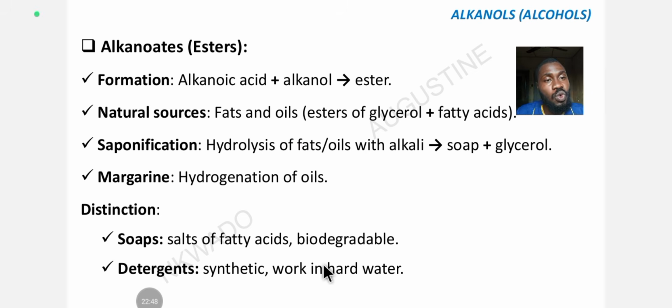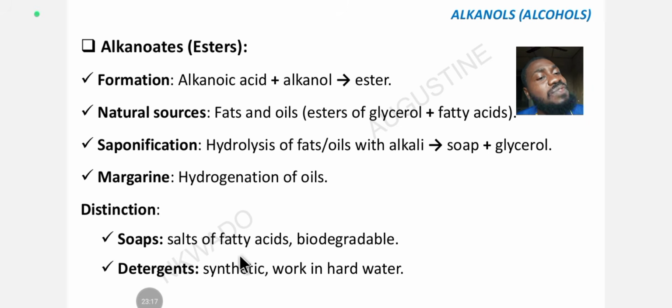Okay, so biodegradation occurs naturally. It means that it can naturally be acted upon by microorganisms to form simpler molecules or substances that are less harmful to man and the environment. That's soap. So soap is natural, salts of fatty acid that are biodegradable. But detergents are synthetic. You know what synthetic means? Artificial. Okay, they are synthetic.